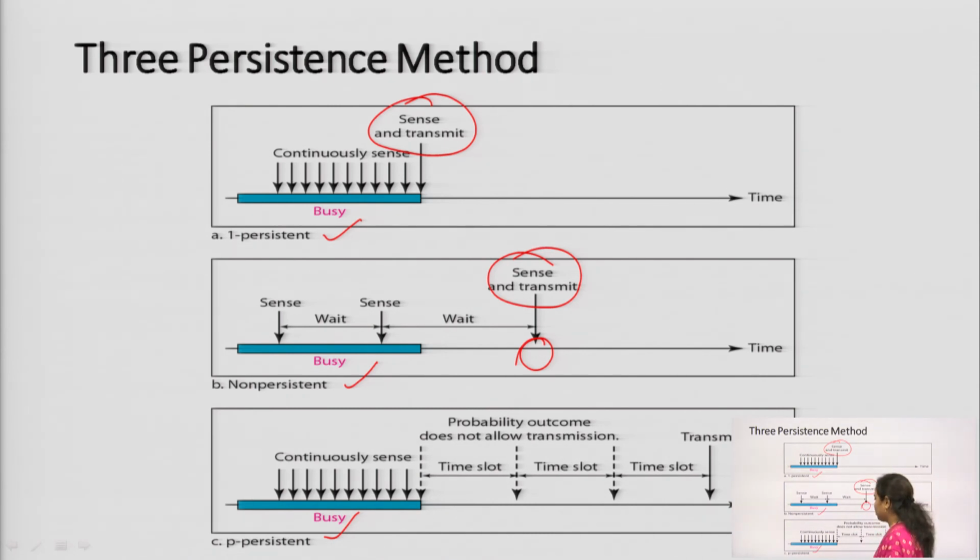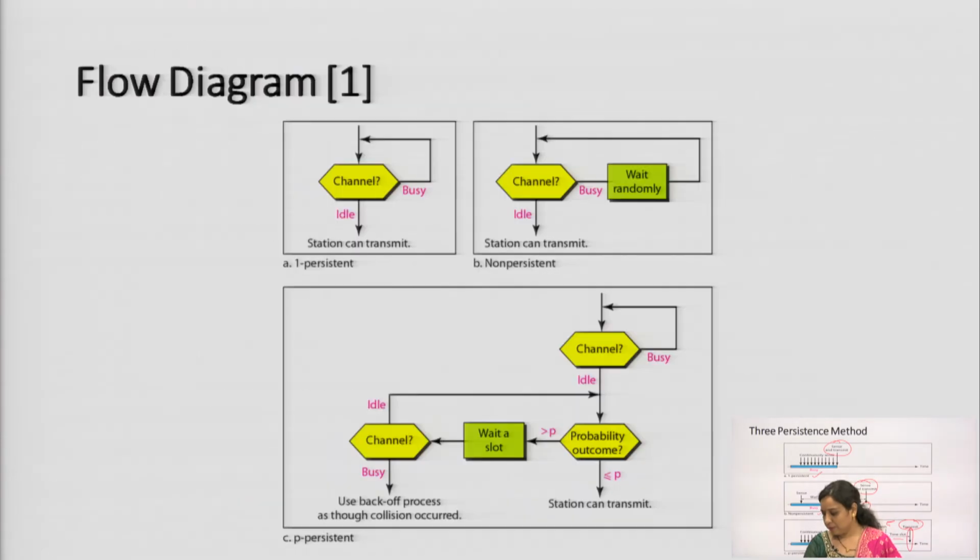In the case of the p-persistent method, if it is sensing continuously and the channel is busy, then the probability outcome does not allow the transmission. Time slots will be allocated to each of the users, and then the data will be transmitted. So, these are the three persistent methods: one-persistent, non-persistent and p-persistent.